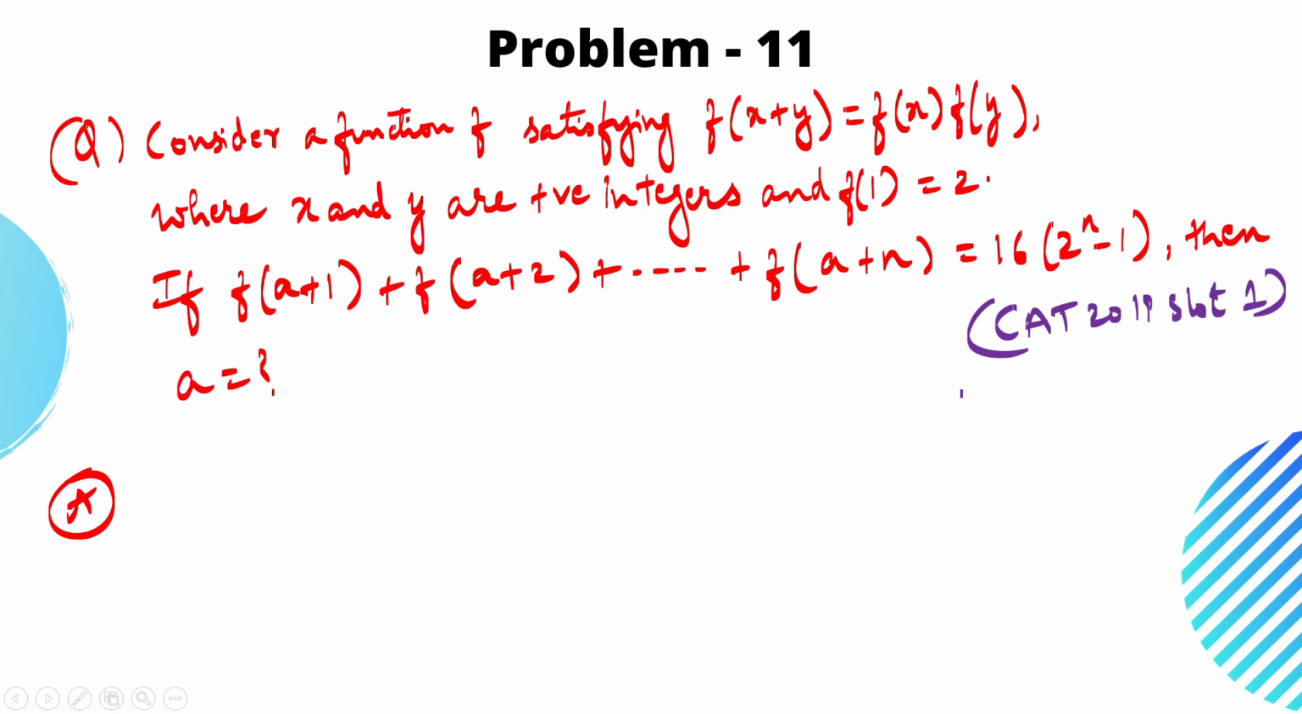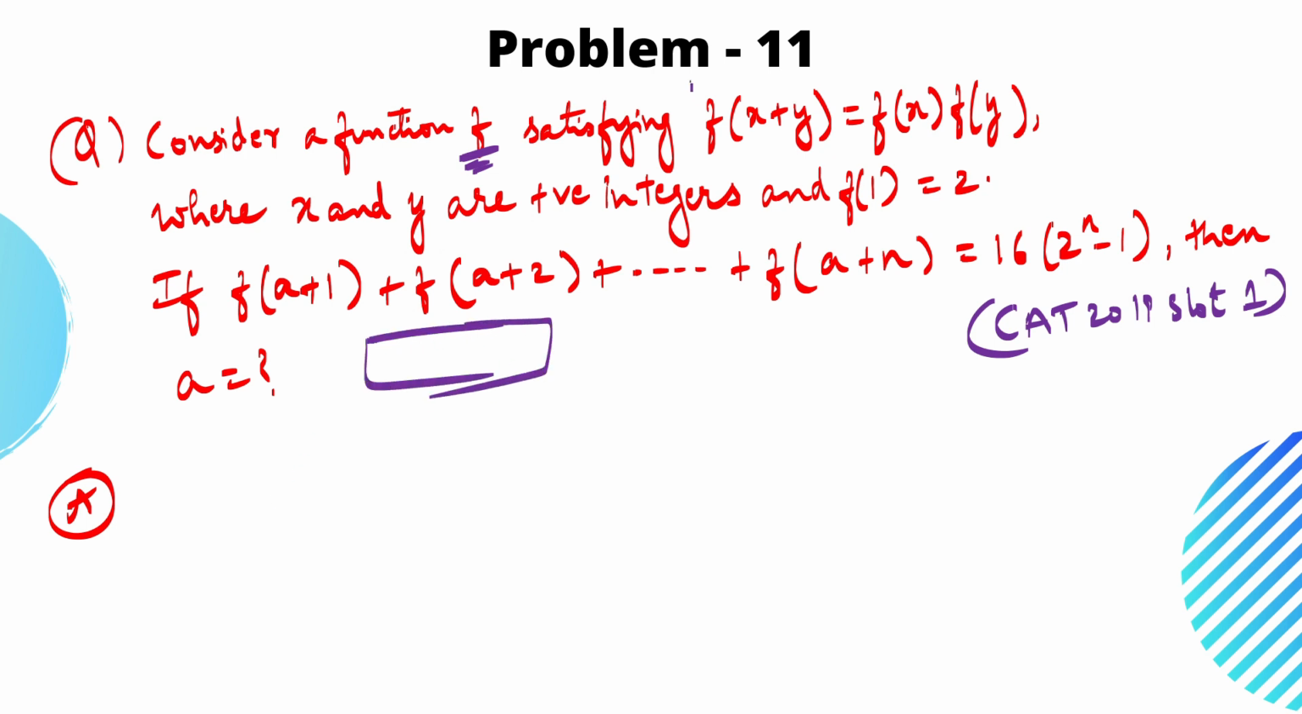So this is a CAT 2019 slot 1 question. Consider function f satisfying f of x plus y is equal to f of x into f of y, where x and y are positive integers and f of 1 is equal to 2. If f of a plus 1 plus so on is equal to something, then find the value of a. So this is a theta question.